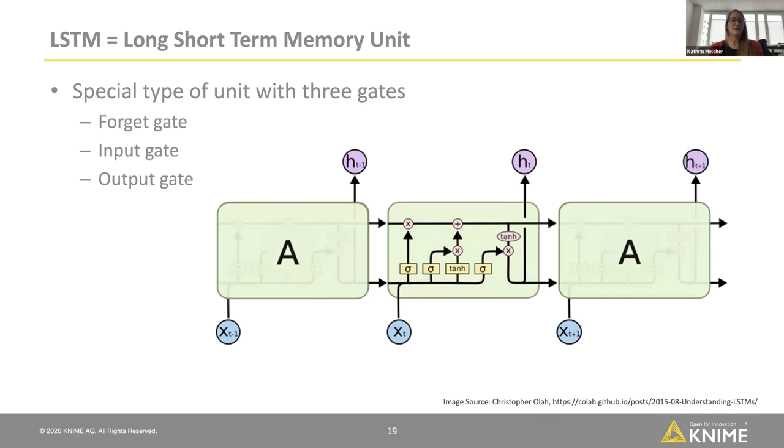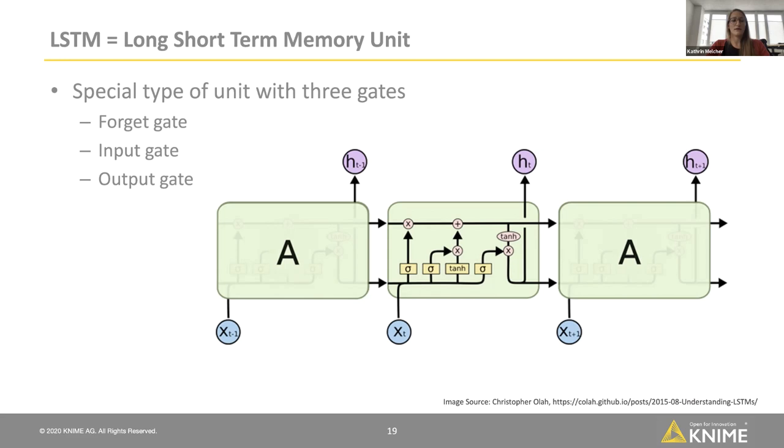And a gate is always realized by a sigmoid function, because remember, a sigmoid function gives you values between 0 and 1. If it is a value close to 0, this is information that we want to delete. If it is a value close to 1, then this is information that we want to keep. And as I said, it has three gates.